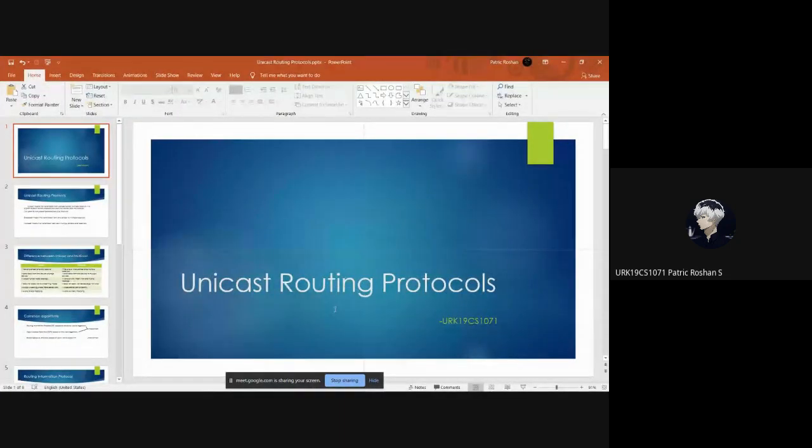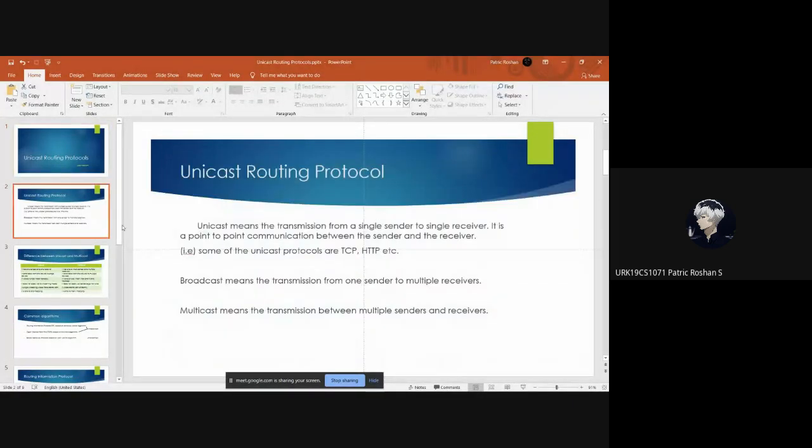Today we are going to see about unicast routing protocols. Unicast routing protocols means transmission between a single sender and a single receiver. So it's a point-to-point communication between a sender and a receiver. If we want to transmit a packet from a sender to a receiver, the set of routing protocols is used in the router table to make entries to guide the packets to reach their destination in a group of networks.